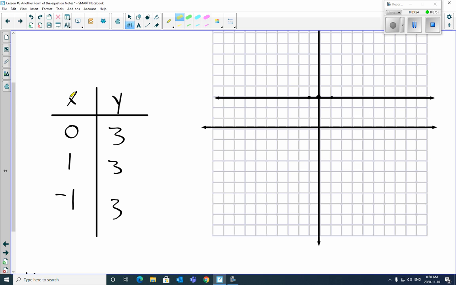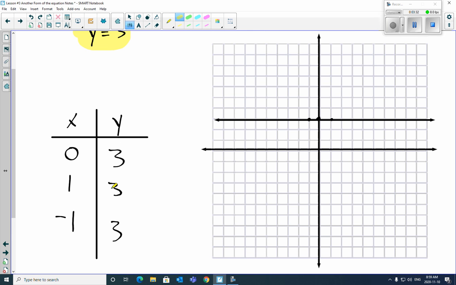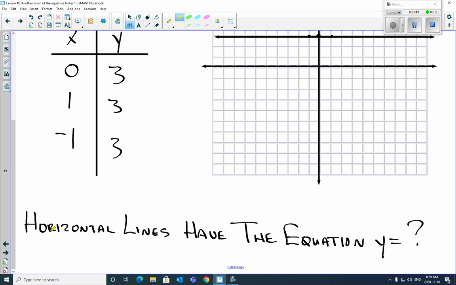So table of values, throw some values of x down. So we picked 0, 1, negative 1. But when x is 0, what's y? Well, it's 3 right there. If x is 1, what's y? It's 3. If x is negative 1, what's y? It's 3. So this is kind of a weird looking line. So when we graph this out, if you notice, wow, it's a horizontal line, right? Parallel to the x-axis at y equals 3. So horizontal lines have the equation y equals whatever the number is.